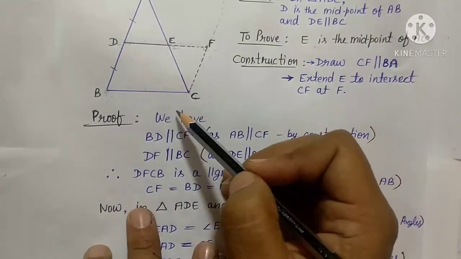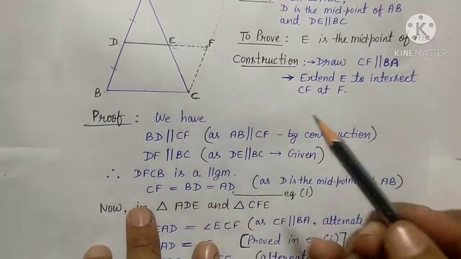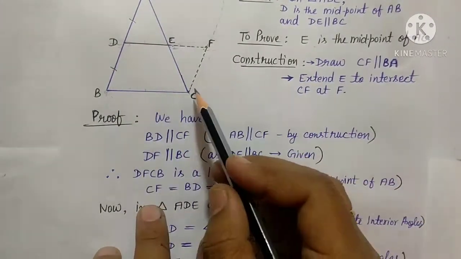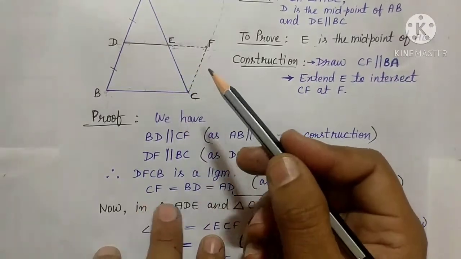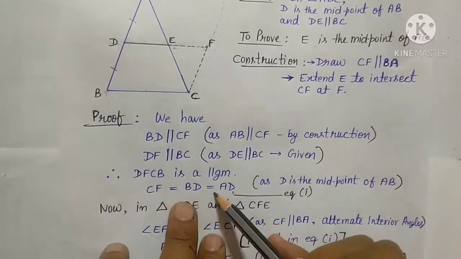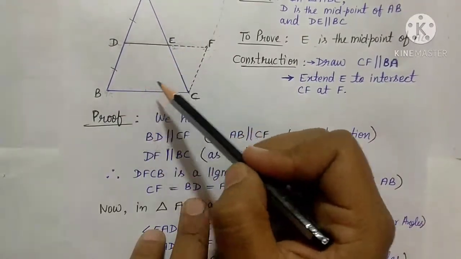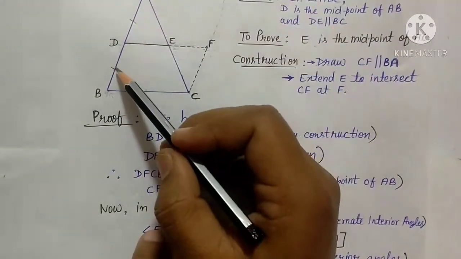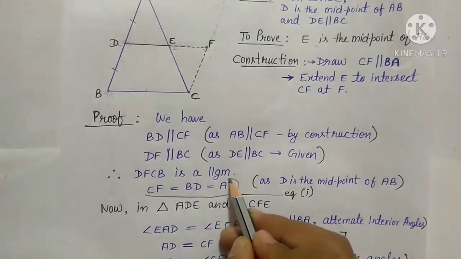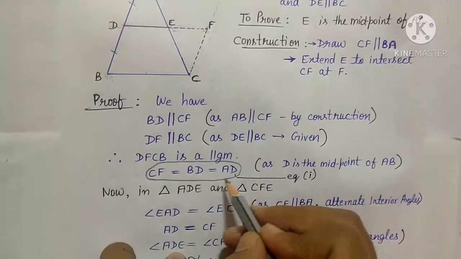If the opposite sides of a quadrilateral are parallel, then the figure is a parallelogram. Therefore DFCB is a parallelogram. If it is a parallelogram, opposite sides will be equal. So CF equals BD. And BD equals AD, as it was already given that D is the midpoint of AB. So these three become equal to each other, CF equals BD and BD equals AD. This is our equation number 1.